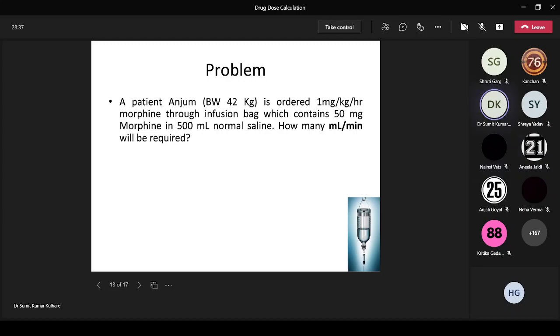Okay, try to solve this using all the formulas which have been given to you. First, calculate the total dose using the first formula. Okay, how much total dose is to be administered to this patient?